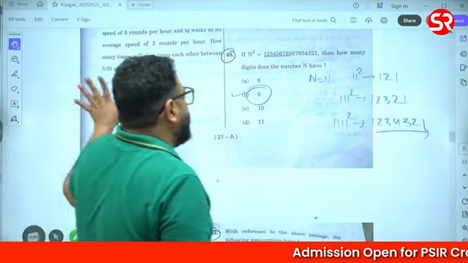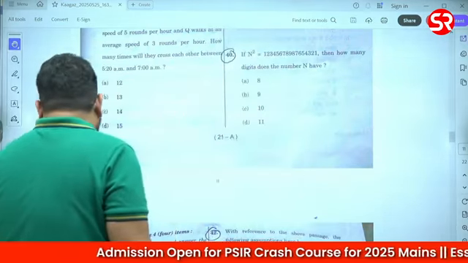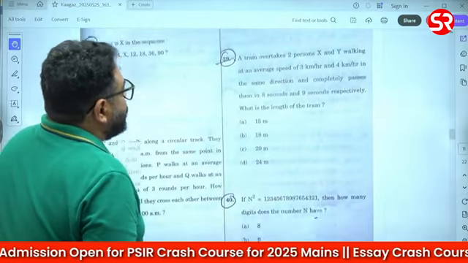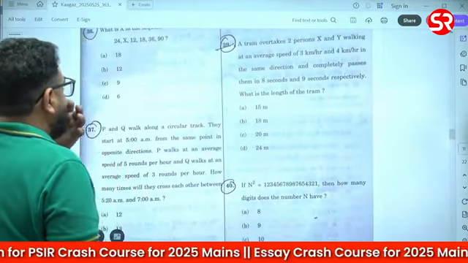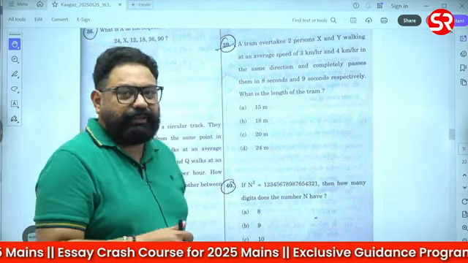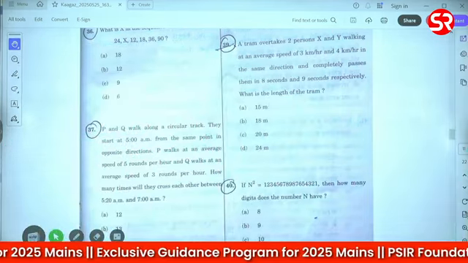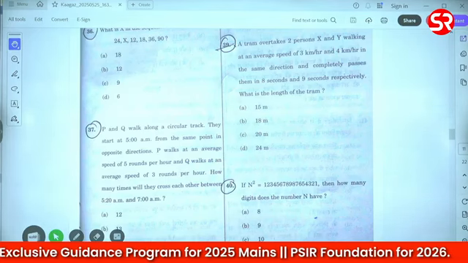We have done a lot of questions in the classroom, guys. A tram overtakes, same question we have done, exactly ditto the same question we have done in the classroom. I can assure you that we have done it.